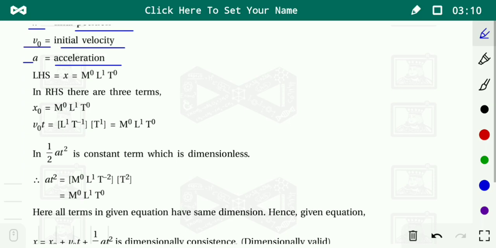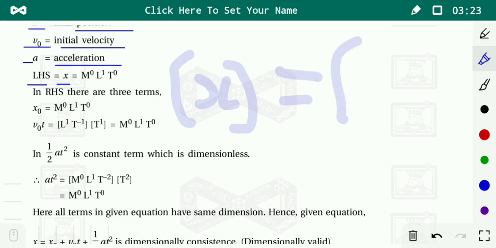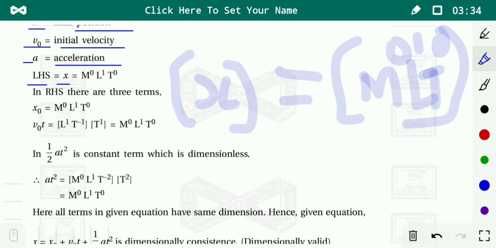So students, the left hand side is x. The dimensions of the LHS of the equation should always be within a square bracket. [x] = [M⁰L¹T⁰]. There is a mistake: the x should be written within a square bracket, and this dimensional formula also should be written within a square bracket. That you should correct.